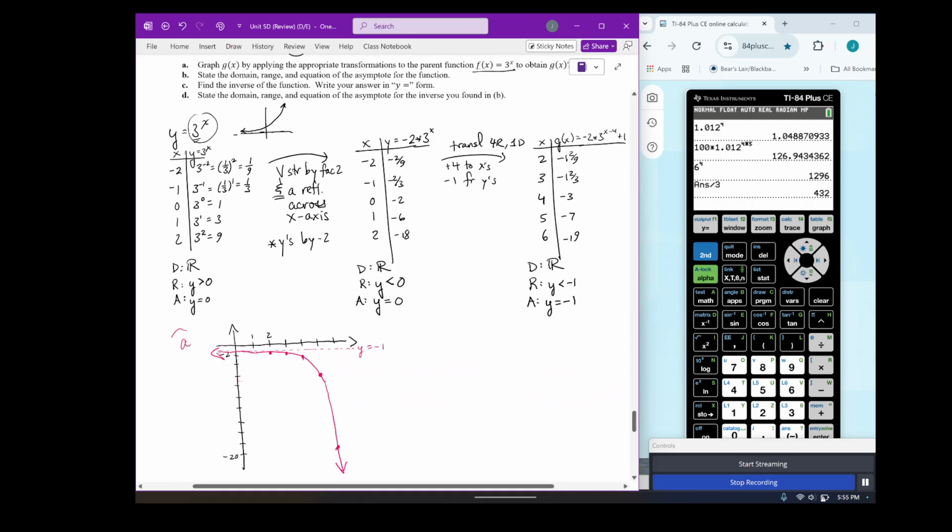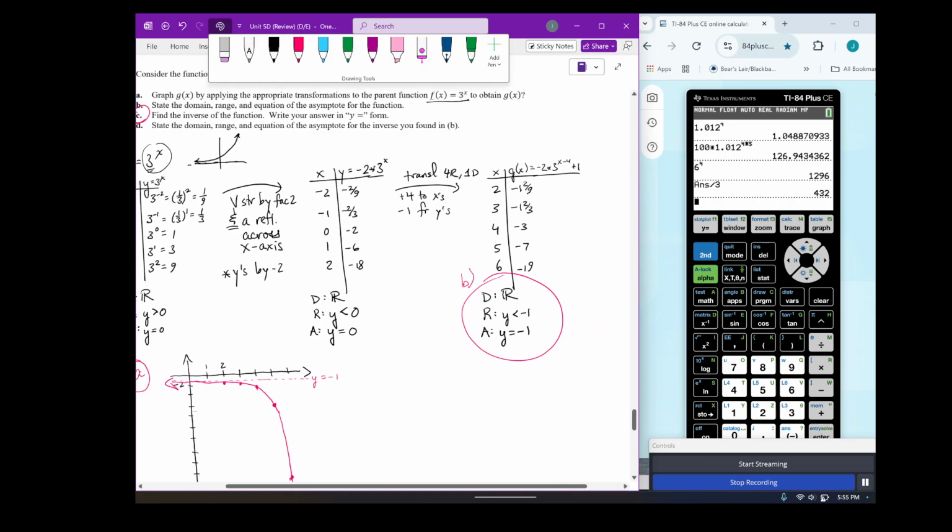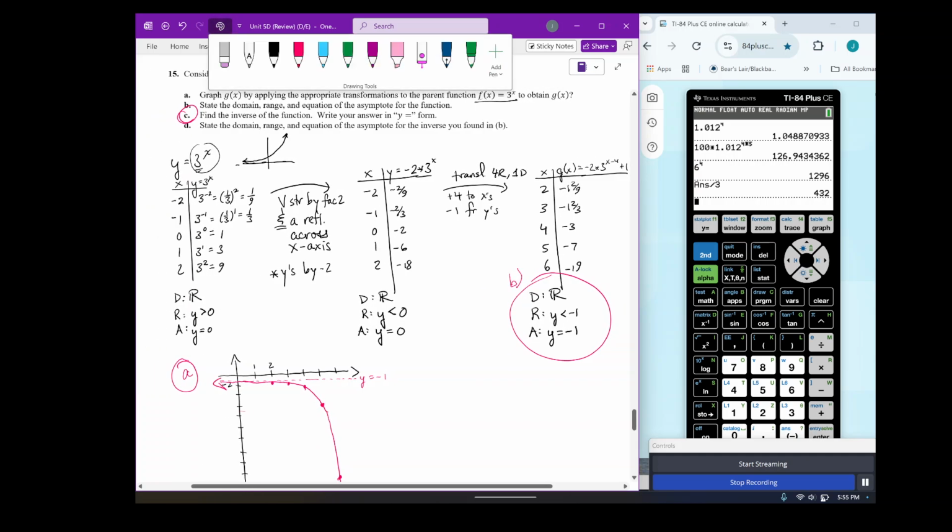So here's part A. The domain, range, and asymptote equation are over here for part B. C says find the inverse. Now this is tricky. This is a little bit weirder. We've done it a tiny bit, but not a ton yet.